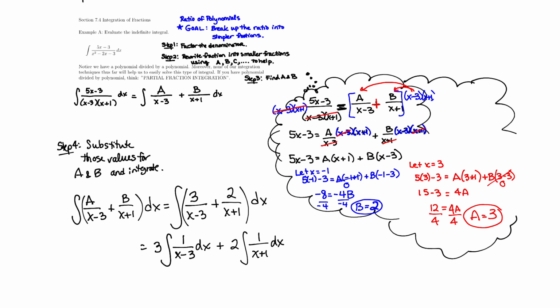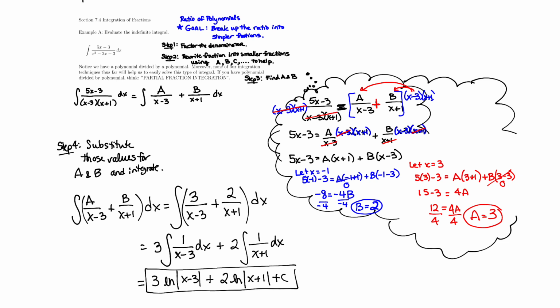Okay, how do we integrate this, Jaden? Help me out here. 3 times what? The antiderivative of 1 over x minus 3. That is ln of the absolute value of x minus 3. Do the next one for me too. Well, it's the same thing. I want you to say it though. ln of the absolute value of x plus 1. Thank you. Beautiful.